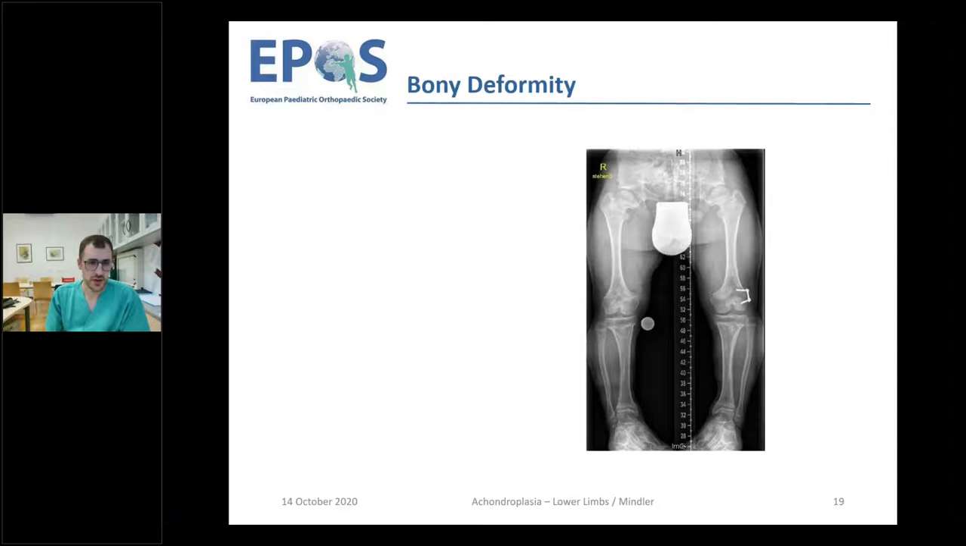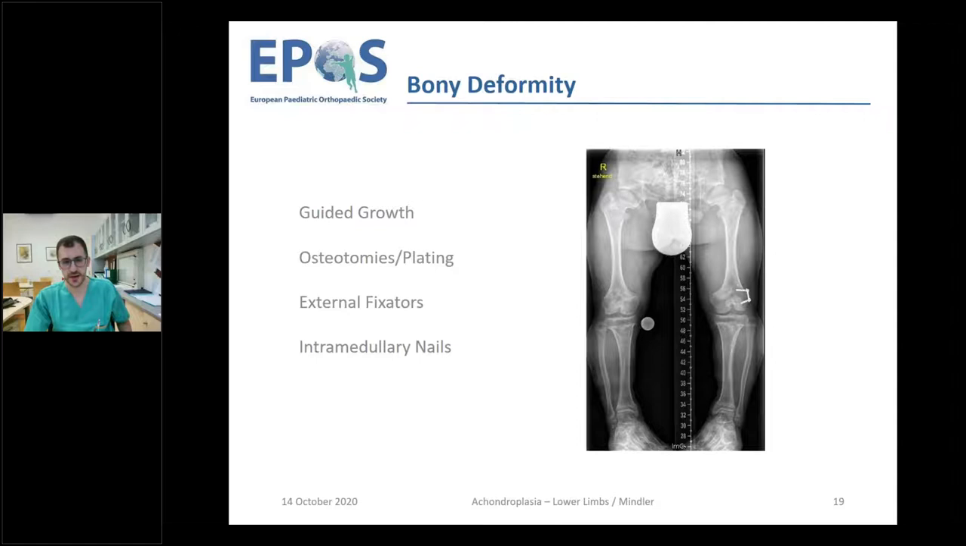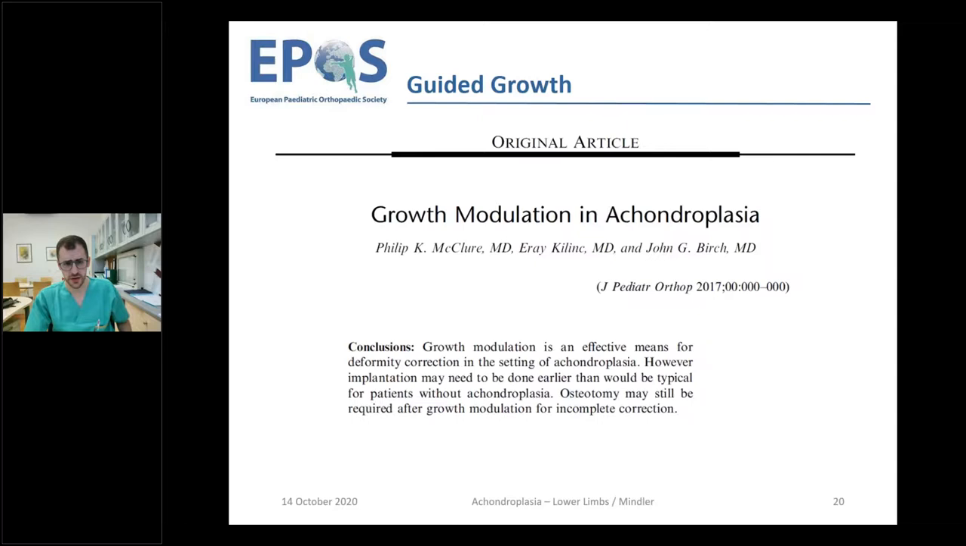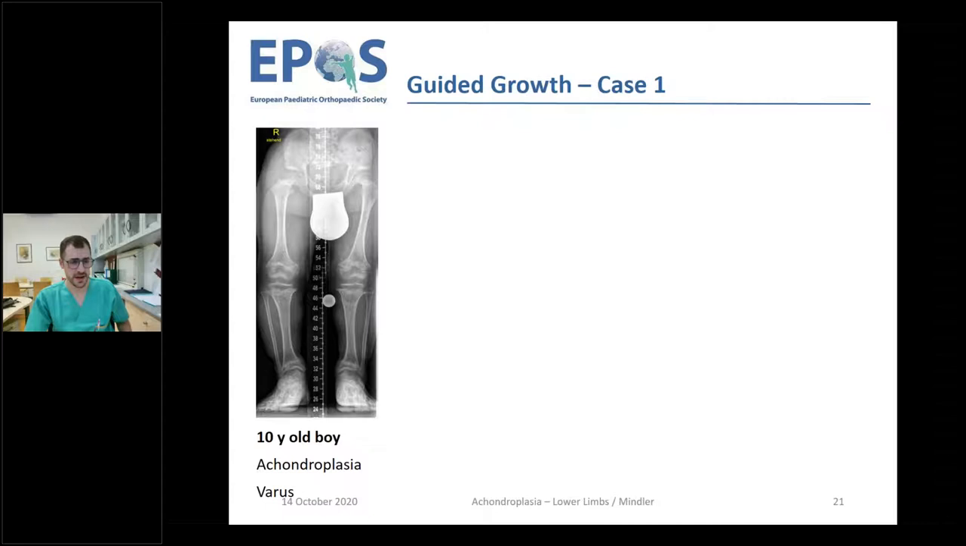What other options do we have for bony deformity correction? We can use guided growth, which was mentioned before. We have the option of osteotomies, external fixators, and intramedullary nails. For guided growth, good results have been reported. However, as mentioned before, we need to start early, and osteotomies might still be necessary. So I want to show you three cases for guided growth. And we already heard we have to start earlier, so I'll show you some late cases.